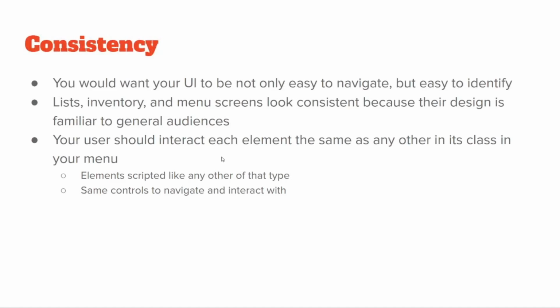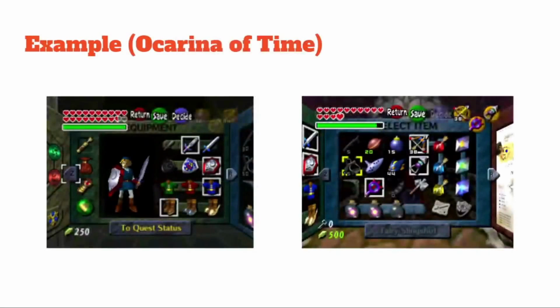Your user should interact with each element the same as any other in its class in your menu. Elements are scripted like any other of that type, with the same controls to navigate and interact with. This falls more into programming or scripting. But what it means is if we only have one type of element that behaves the same, it would be much easier to control and interact with when developing it.